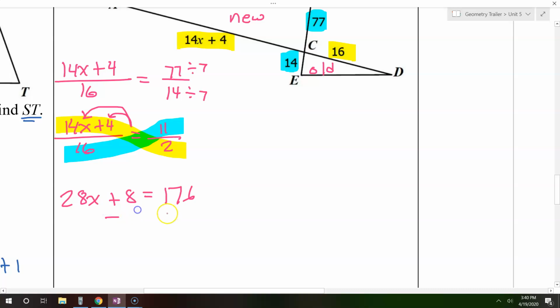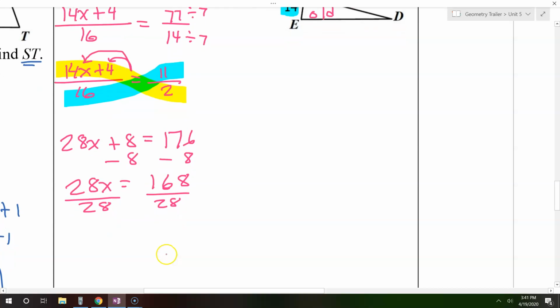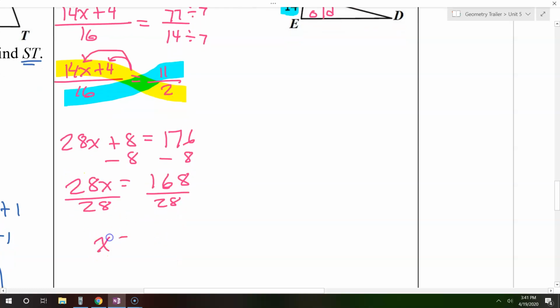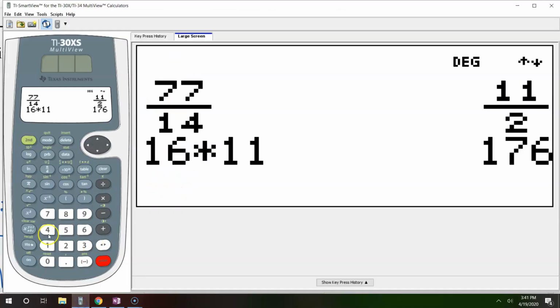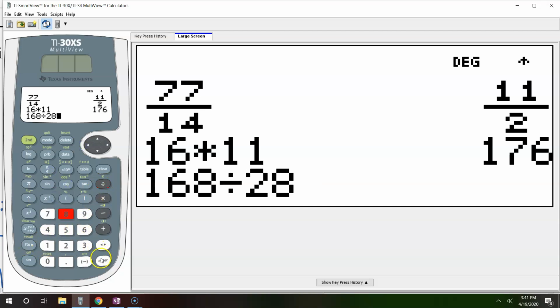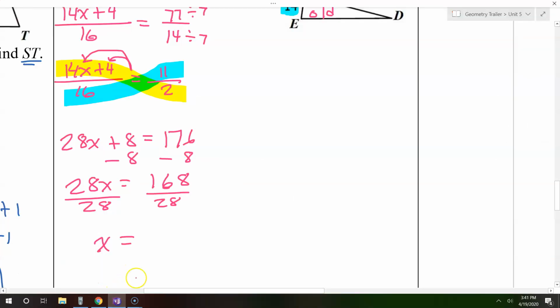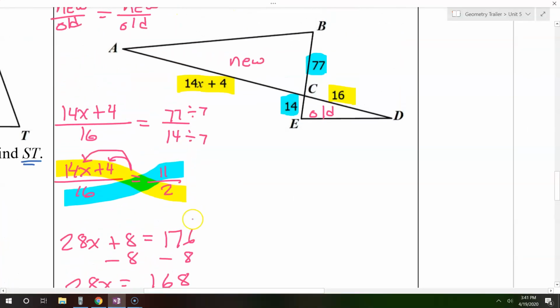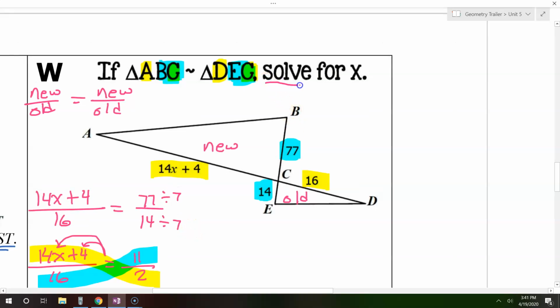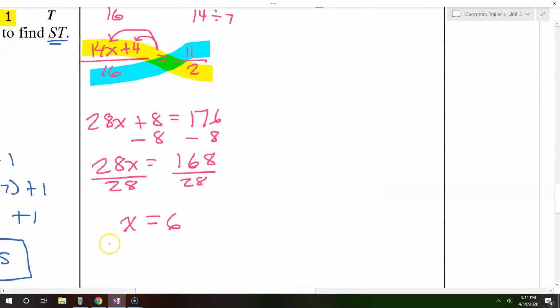So just subtract 8 from both sides. So that's going to be 168. And then divide both sides by 28. So that is 6. All right, and that's the final answer because we were supposed to simply solve for x.